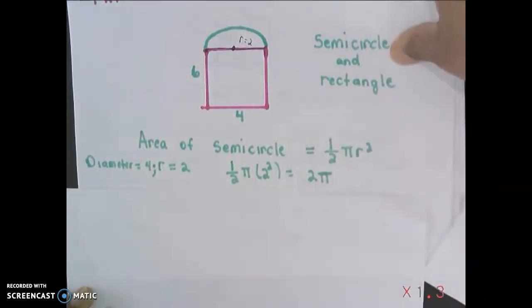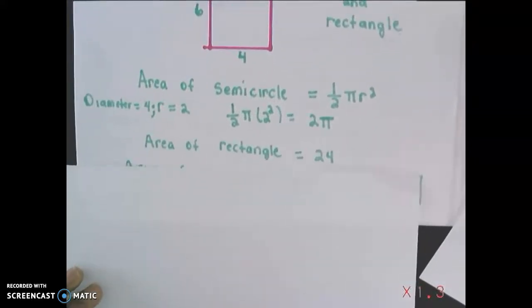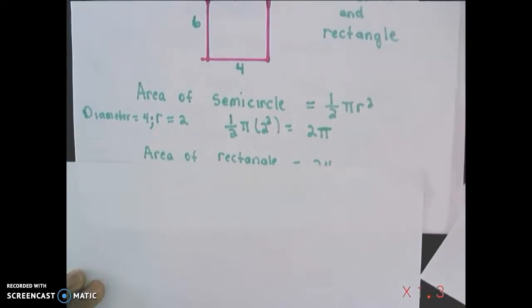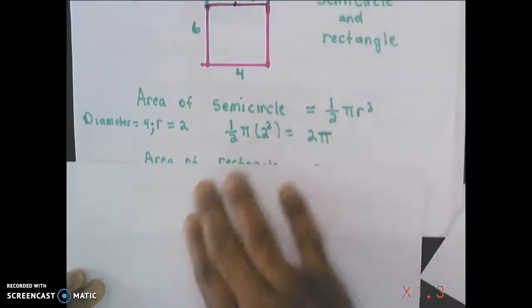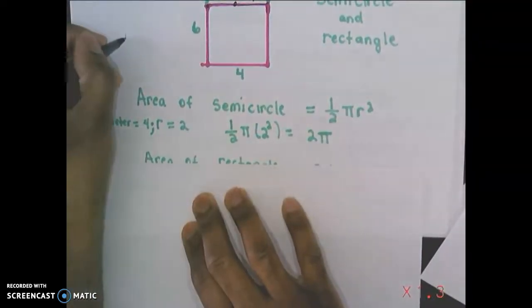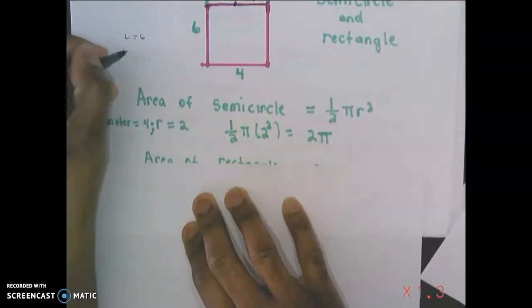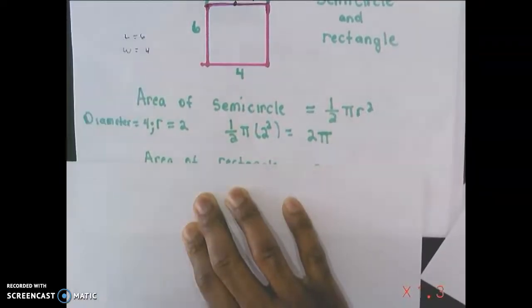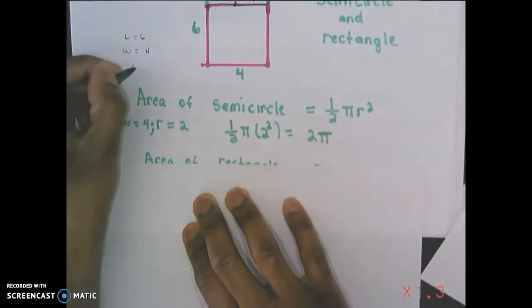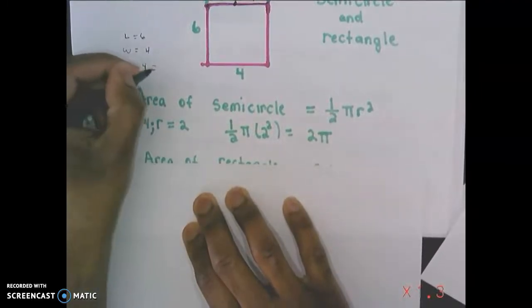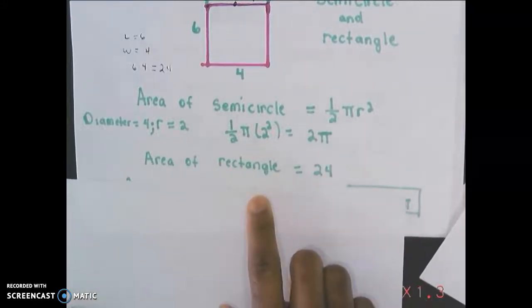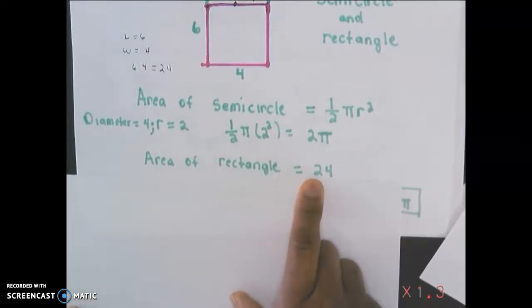Now we easily find the area of the rectangle. And remember, the area of the rectangle is going to be the length times the width. Well, in this case, what is our length? The length is equal to 6. The width is equal to 4. So 6 times 4 is going to be equal to 24. So that's where we get the area of the rectangle to be 24.